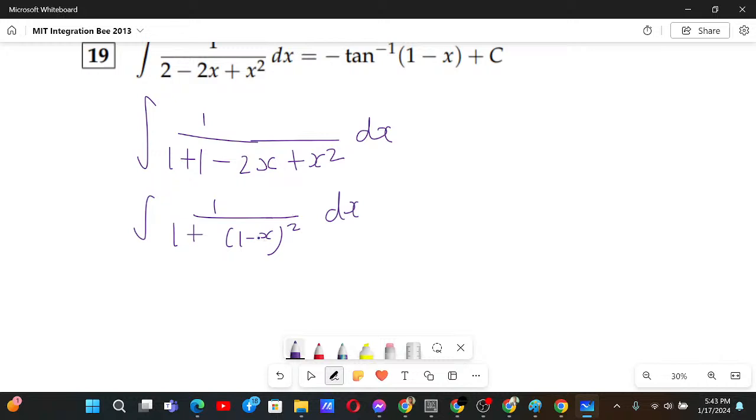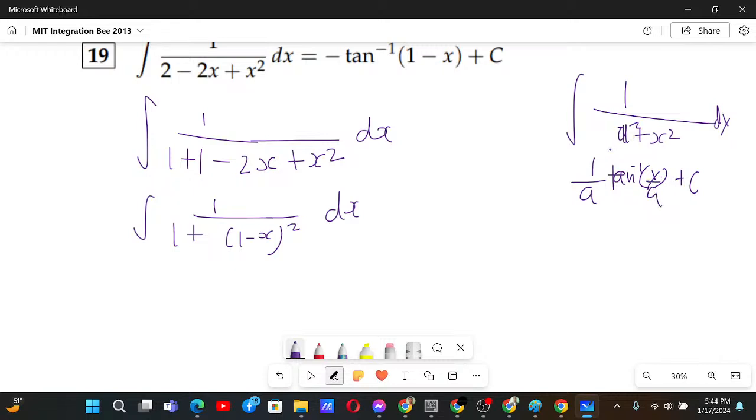So this is actually in the form of 1 by 1 plus x square dx. In that case, our integral will be tan inverse x plus c. Same is the case here. If it's x square plus a square, it will be 1 by a over here, and tan inverse x by a, but we don't have that a square, so let it be like this.